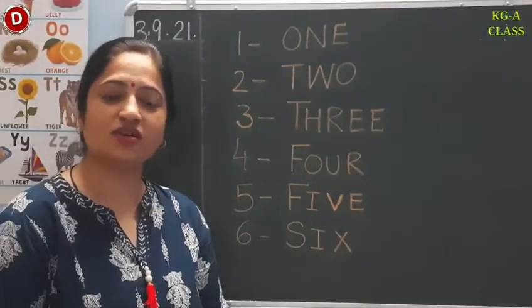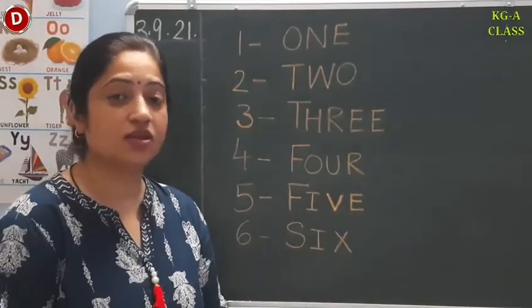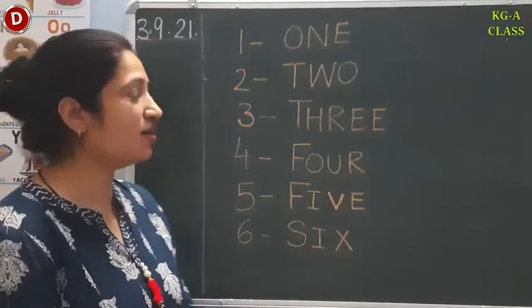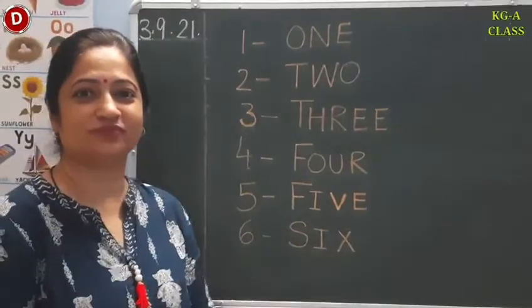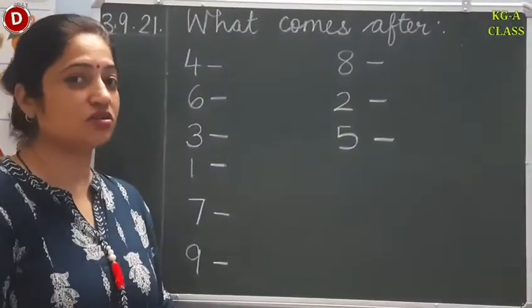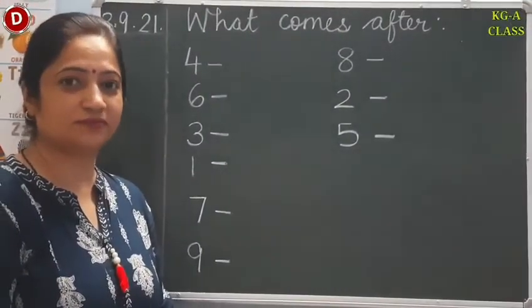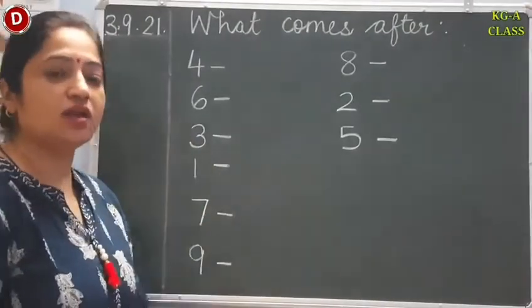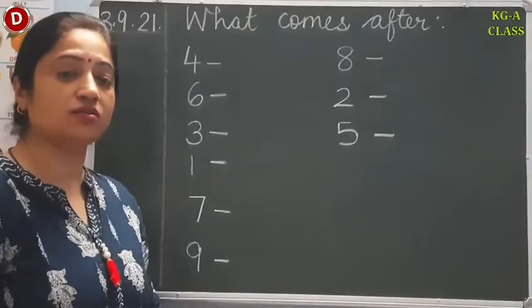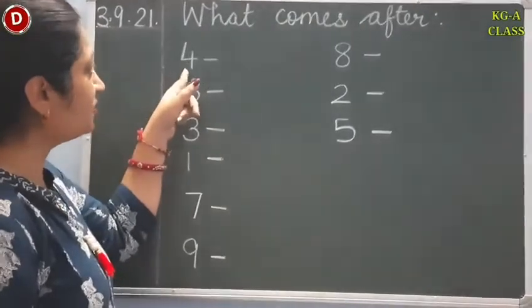In this way, children, with the help of capital letters, you are able to read number names 1 to 6, the way I taught you. Children, today I will teach you the concept of what comes after. Children, look at the board. I have written some numbers. Okay, now you have to tell me what will come after this number.